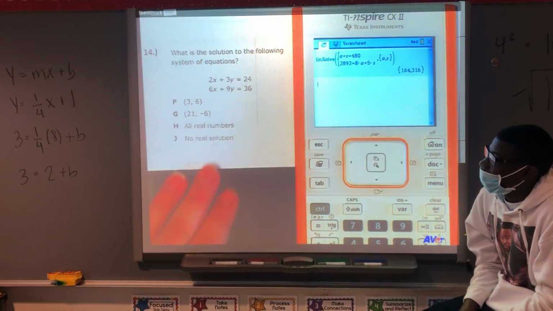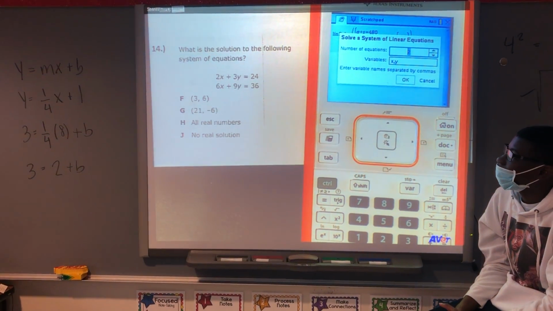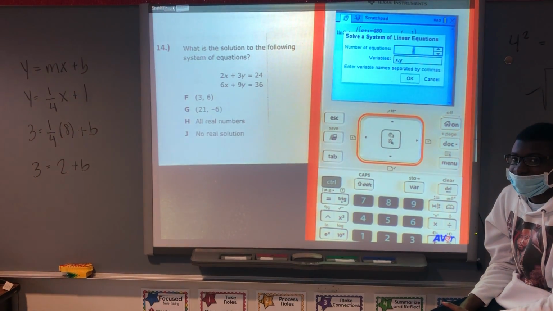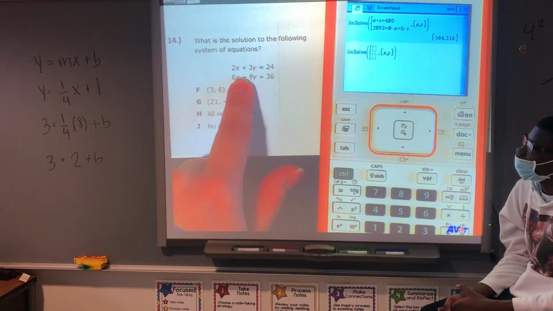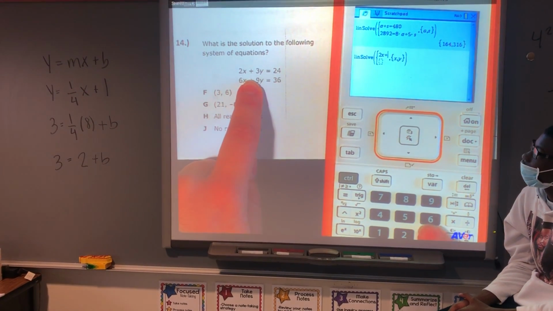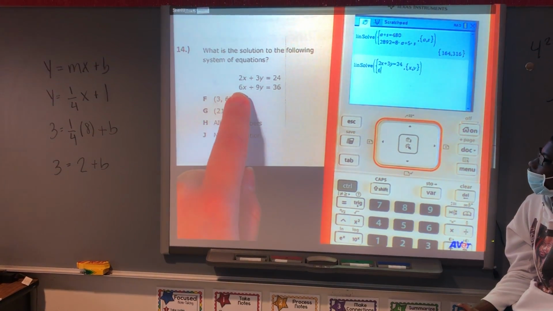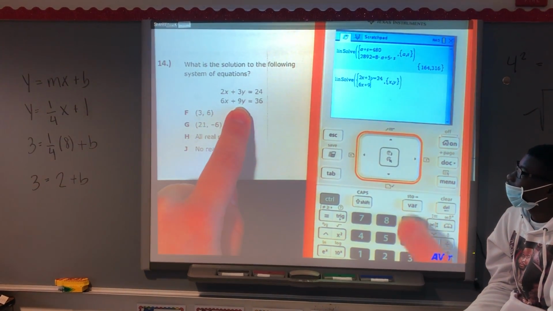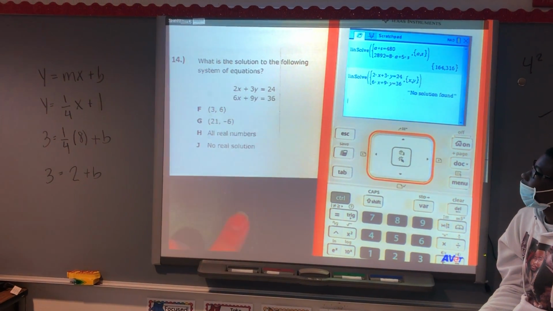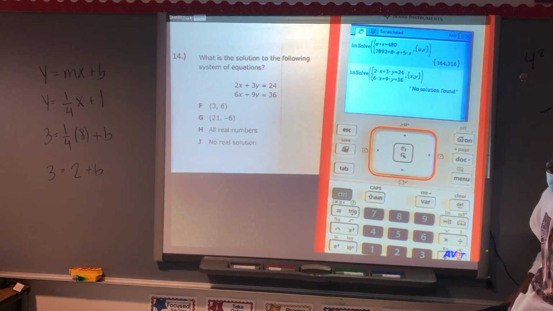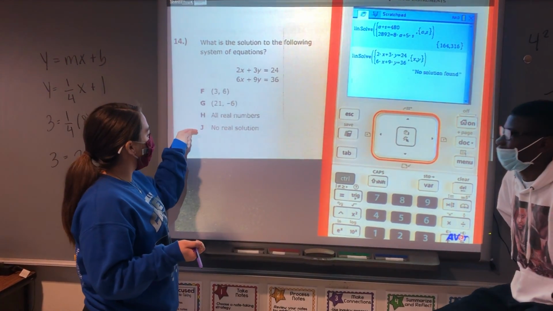All right, and I'm going to show you how to do this again. Menu 3-2 opens up 2 different variables, which we only need X and Y. I go ahead and press enter, and I start typing this in. 2X plus 3Y equals 24, and then I can type in the next one at the bottom. 6X plus 9Y equals 36. Oh my gosh, what is that kind of answer? No solution found, so the answer is no real solution.